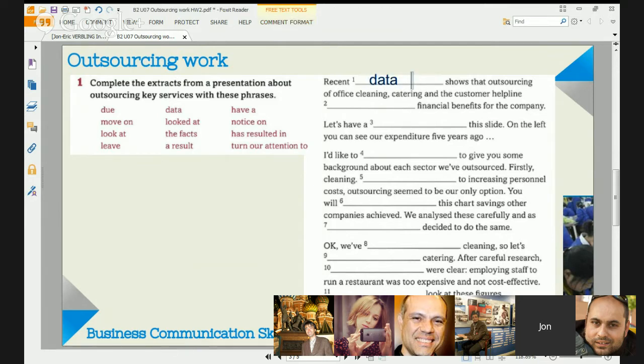Recent data shows that outsourcing of office cleaning, catering, and the customer helpline. What do you think? If you're really not sure, you can pass. Has resulted in. Okay, has resulted in.